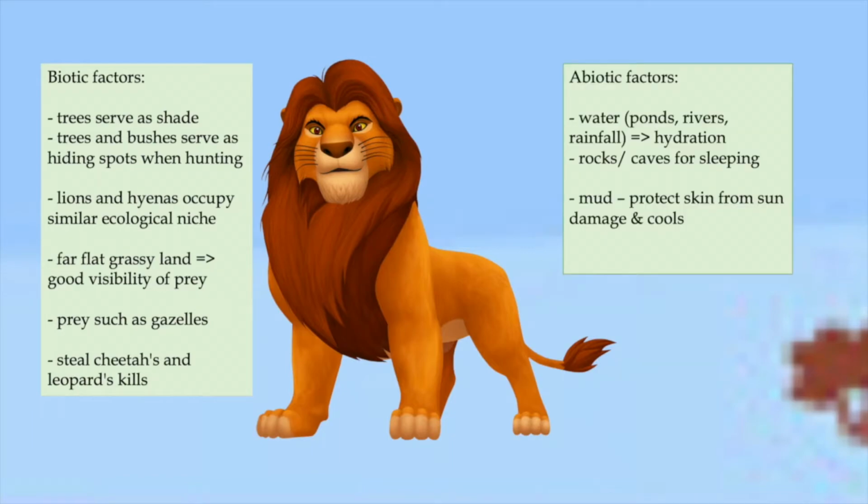Abiotic factors. Rocks and caves for sleeping are very important. Mud is important too, to protect a lion's skin from sun damage and help to cool them down. And also water is important for hydration.